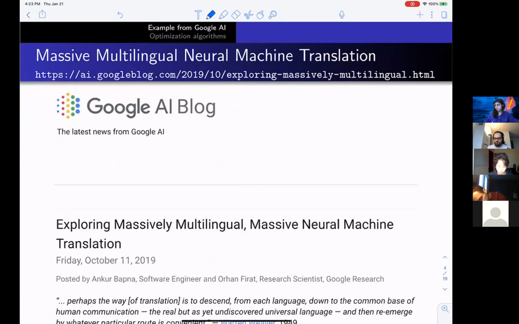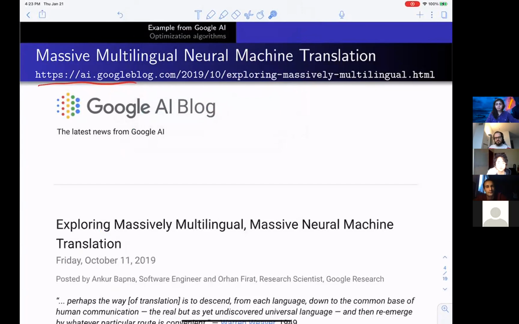And there's a nice blog, here's the link to the blog, which discusses a project that Google AI worked on. And the project was the following. Imagine, oh, there's a question. A parameter is a single component of the theta vector. Yeah, that is correct.